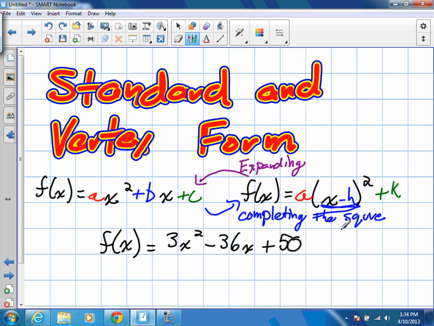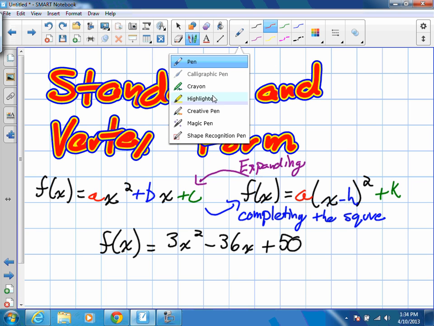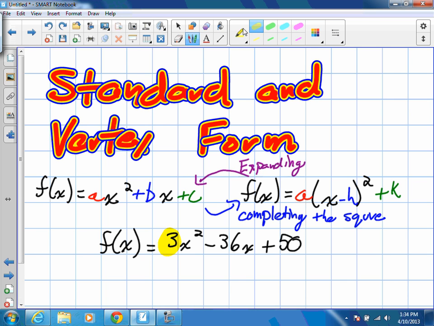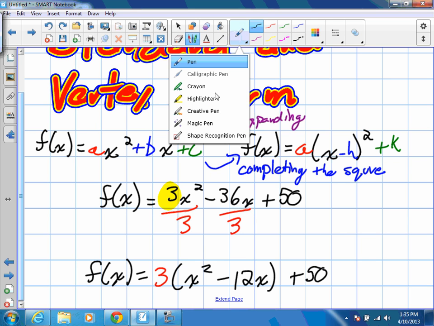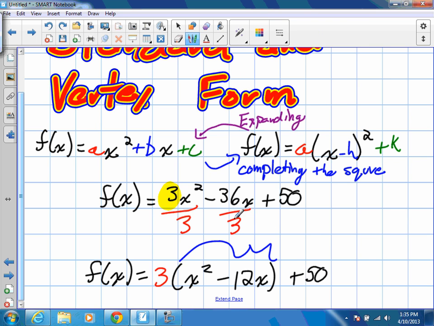Okay? So, there's a process we have to go through. To start off, we're going to take the a value of standard form, which is 3, and we're going to divide just the first two terms by that amount. In other words, what we're doing is taking out a common factor. So we'll get f of x is equal to 3 outside of the brackets, and we're left with x squared minus 12x, and then the 50 will be outside of the brackets. Okay? What we're aiming to do, in these brackets, is create a perfect square trinomial. Right now we have a binomial. There's only two terms. Okay?